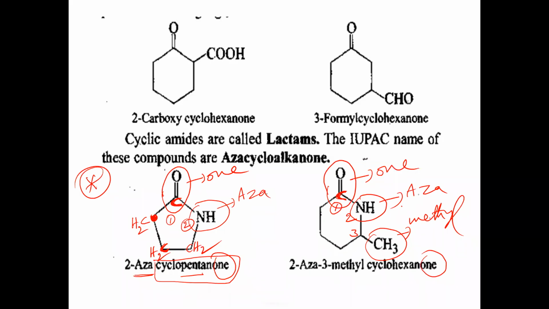Now tell me the name. While writing alphabetically, aza first letter is what? A. Methyl first letter is what? M. That's why first we have to mention aza, where it is located, second position. So 2 aza, 3 methyl, cyclohexane, one. Cyclohexanone.